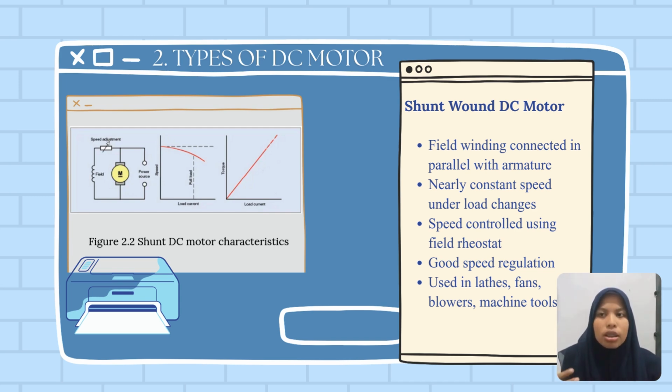So due to its stable speed characteristic, the shunt motor is widely used in applications such as lathes, fans, blowers, and machine tools.